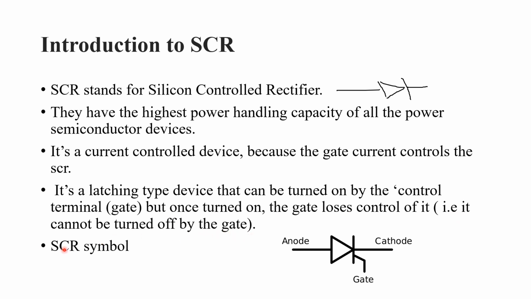Last point, this is the symbol of SCR, where we have this diode here. We have three terminals, that is anode, cathode and gate terminal. Anode is positive, cathode is negative, and the gate terminal is the control terminal.